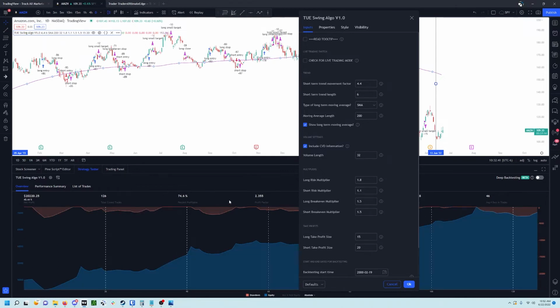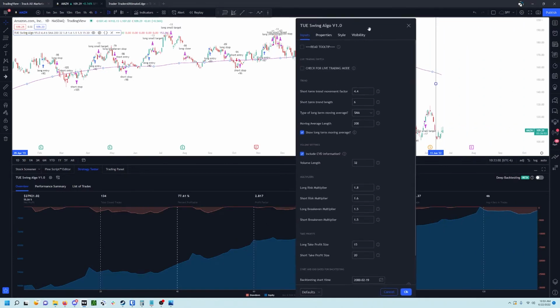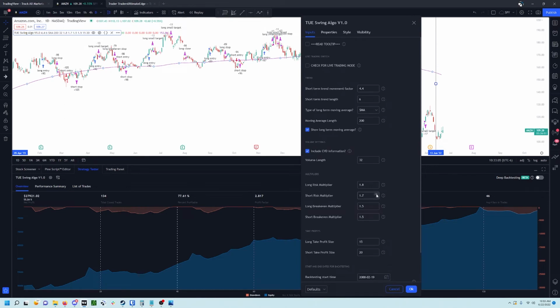See, we have lower percent profitable, lower profit factor. Let's bring that back up. 2, 3 actually goes lower profit factor. 4 comes up a little bit. 5 comes up a little bit. 6 is up a little bit. So let's try 1.6. We're getting a 2.8 profit factor right there. We'll leave that there.